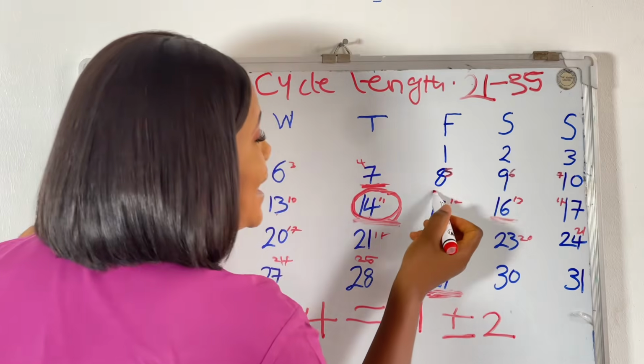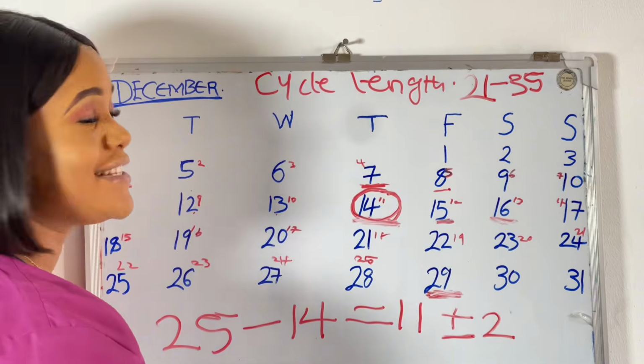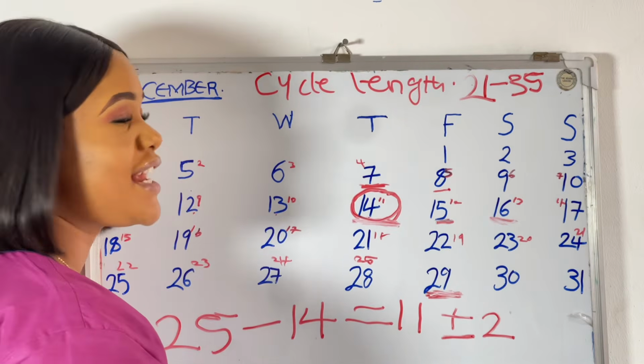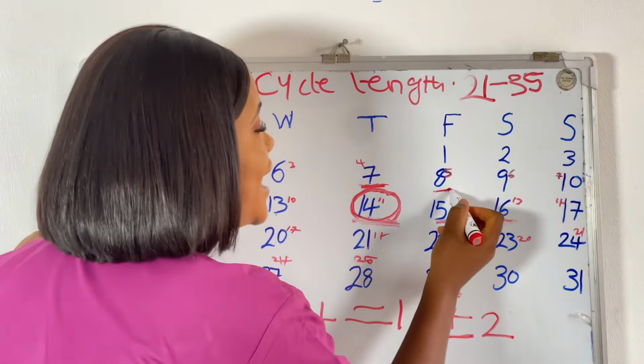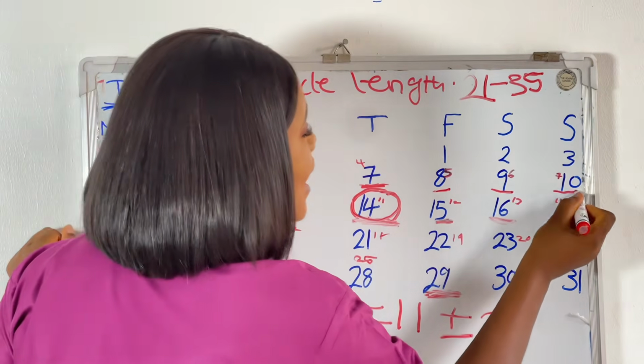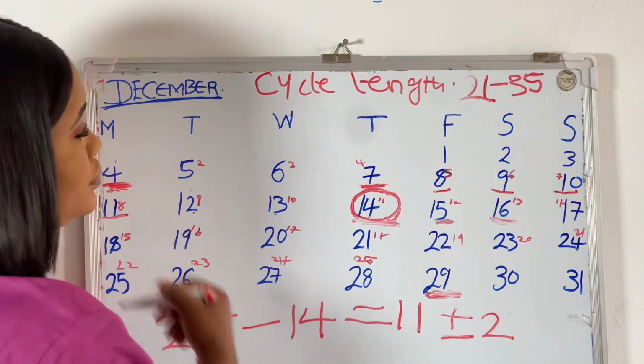So on the 8th, I can have sex, I won't get pregnant. There's an 85% chance I won't get pregnant. So my safe days start from the 8th, 9th, 10th, 11th.